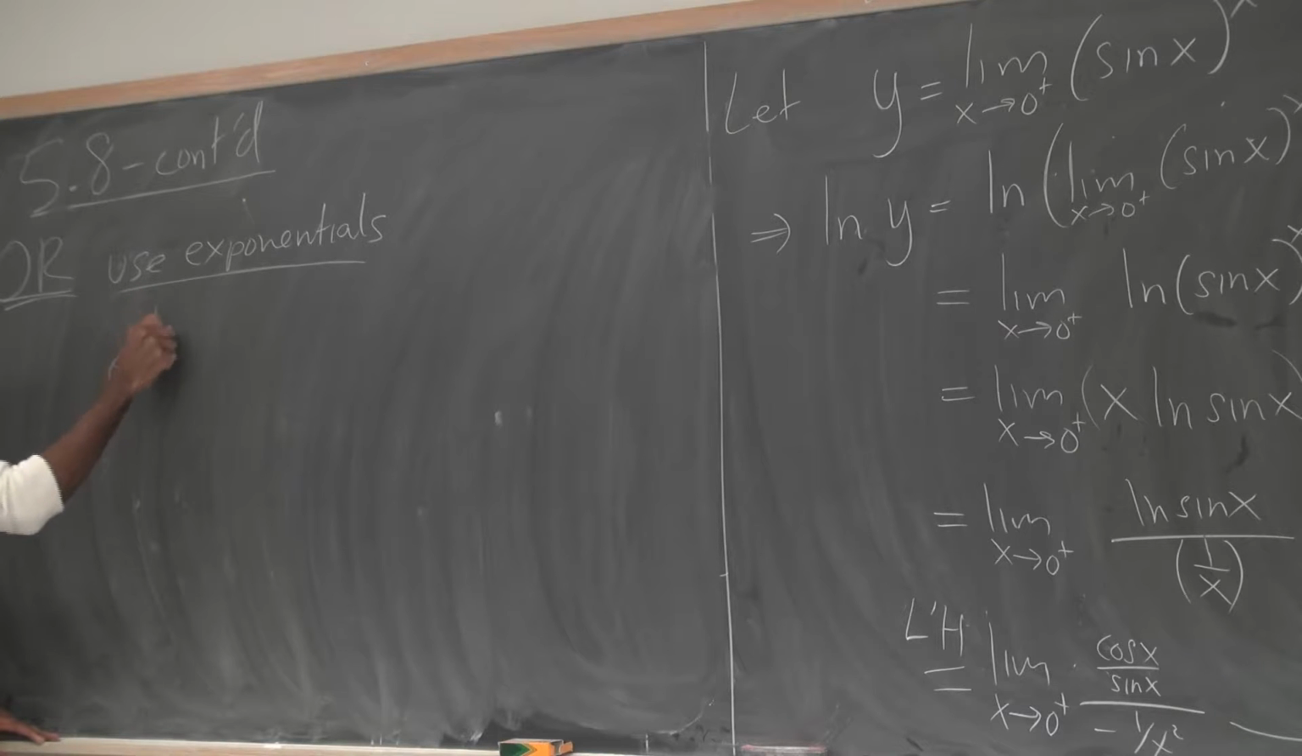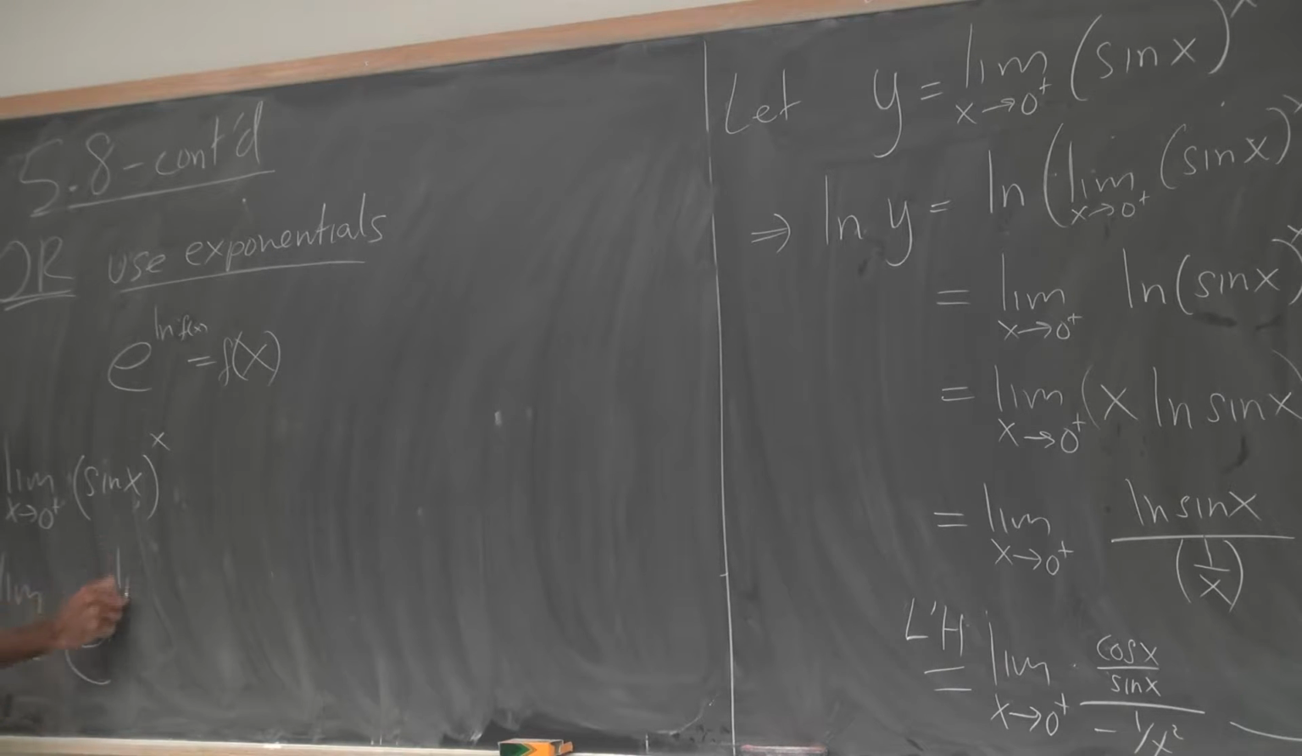E to the ln of x is just x, right? This works in general. So if there's an f of x here, there's just f of x here. So if I have this, what was the original? Sine x raised to the x. I can rewrite this as e to the ln of sine x to the x. Right? And now I just do the problem with this.